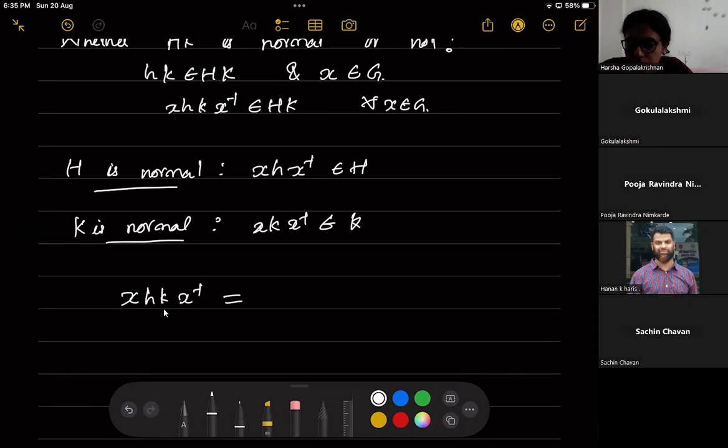HK, KH. No, HK and KH need not be equal. Even though it is normal, this need not be equal. I just want these two conditions to be here. Okay, now I will write X H identity K X inverse.